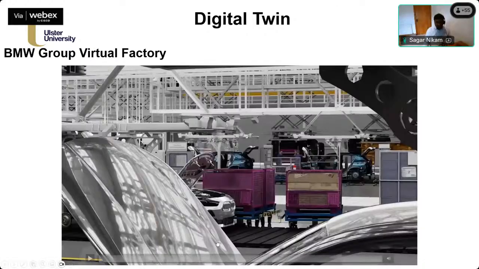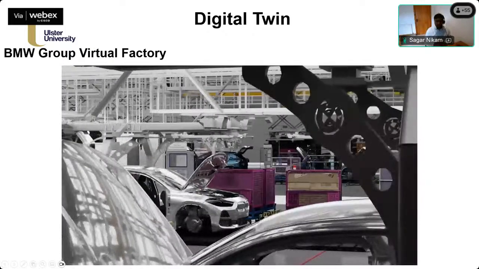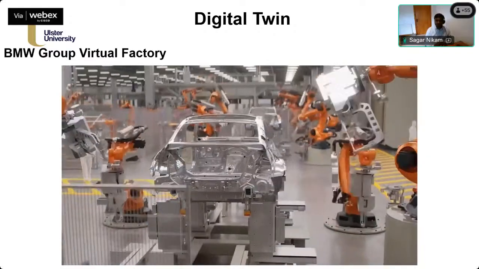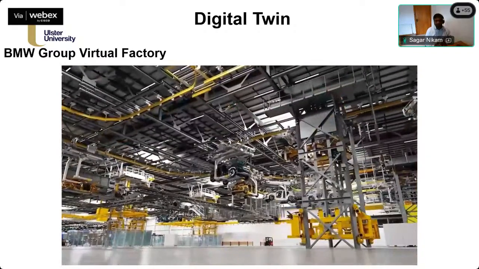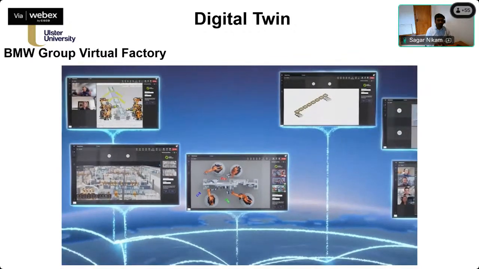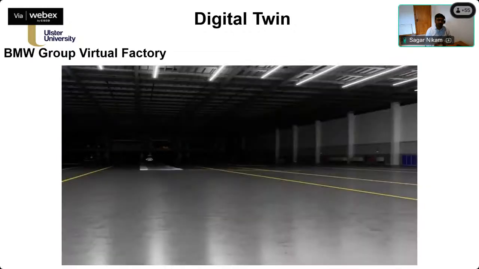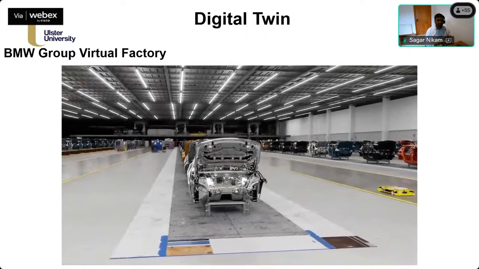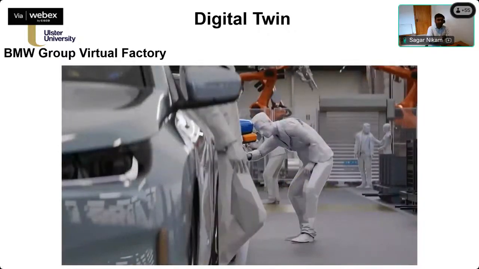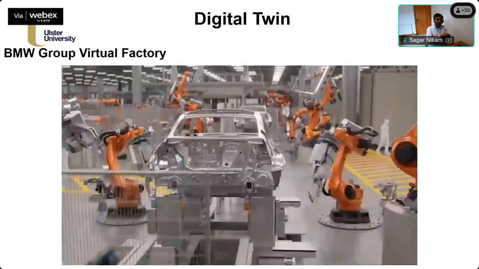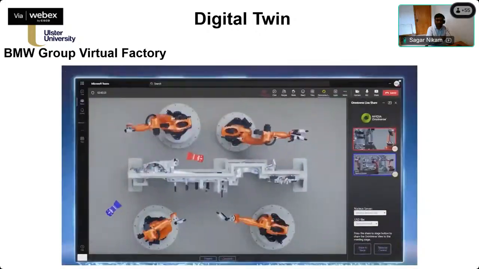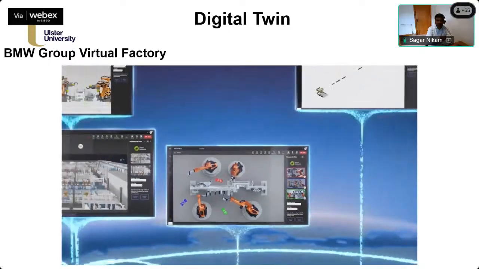I'm just going to play a small video that helps you understand what the virtual model means. There are different sensors that feed information on the machines, people and robots, and the production lines, and then they can build virtual models based on the physical assets in their assembly line.